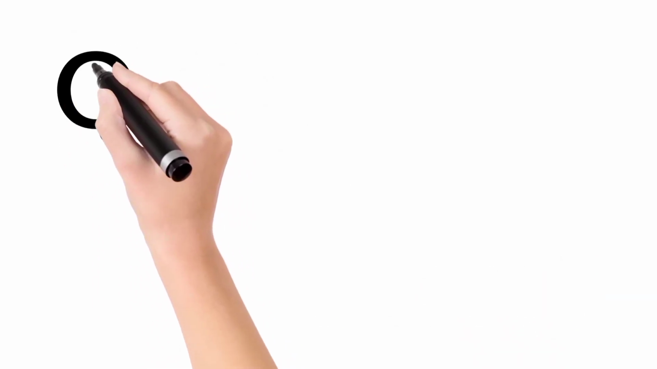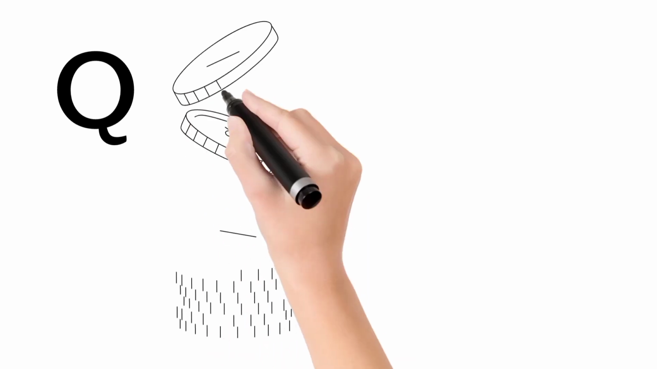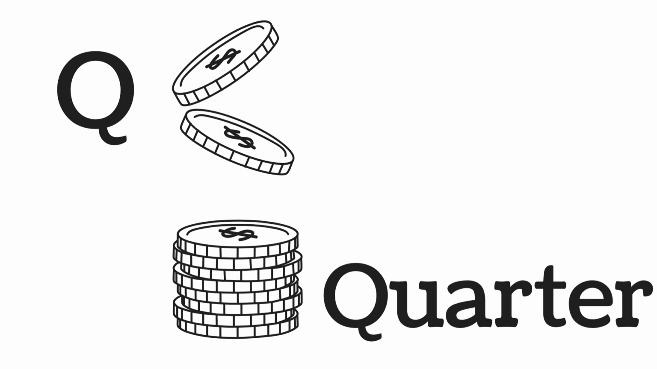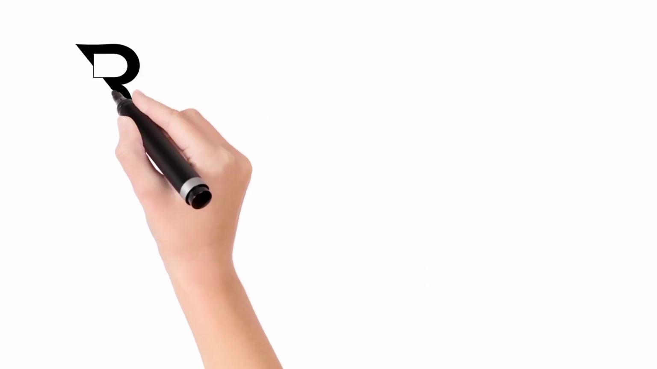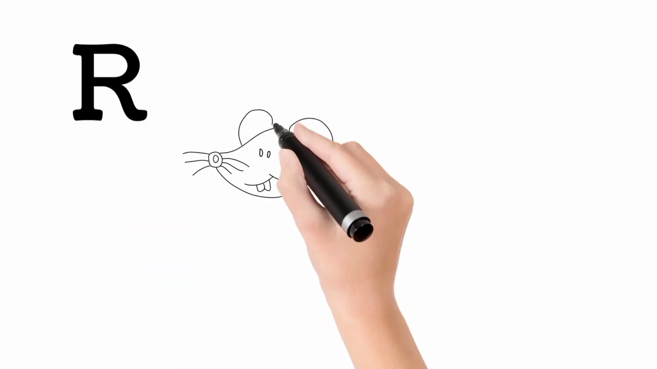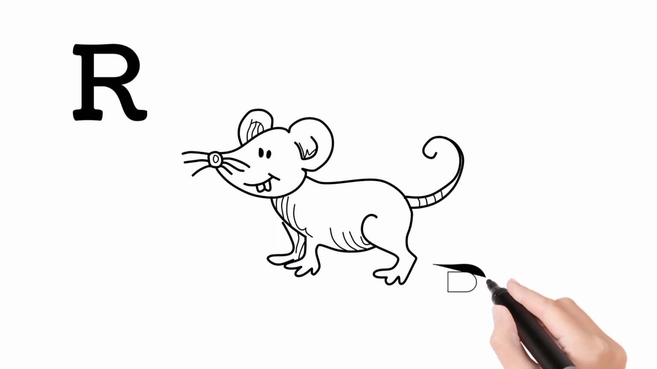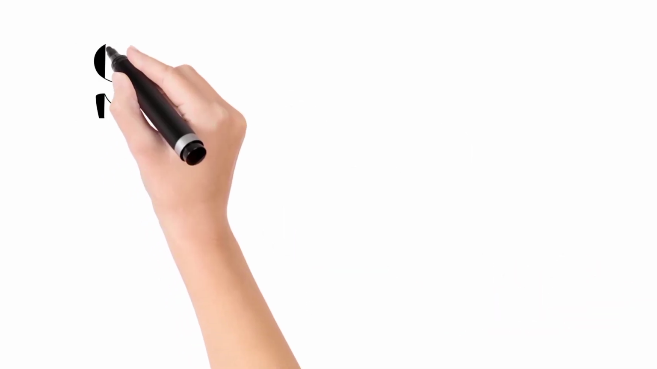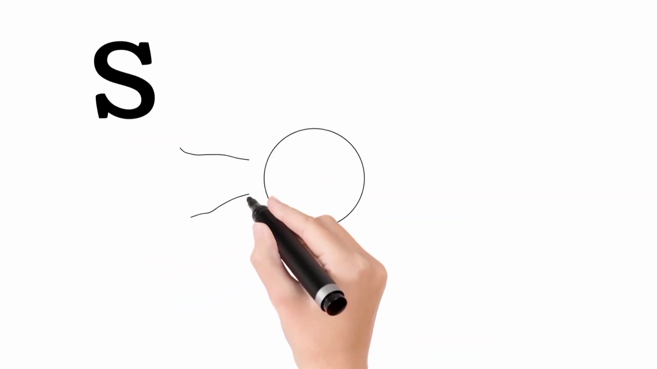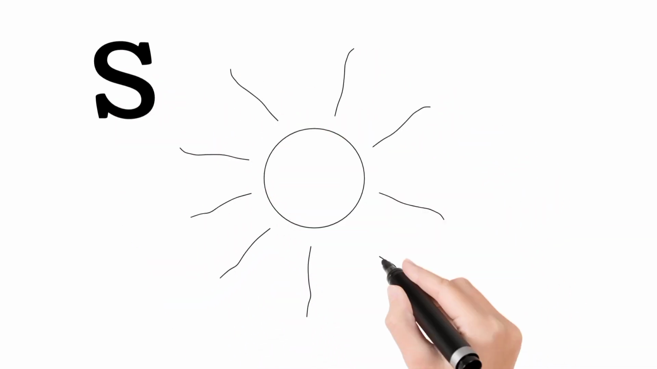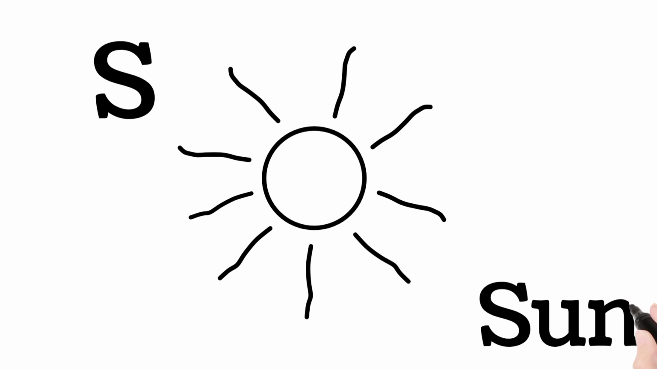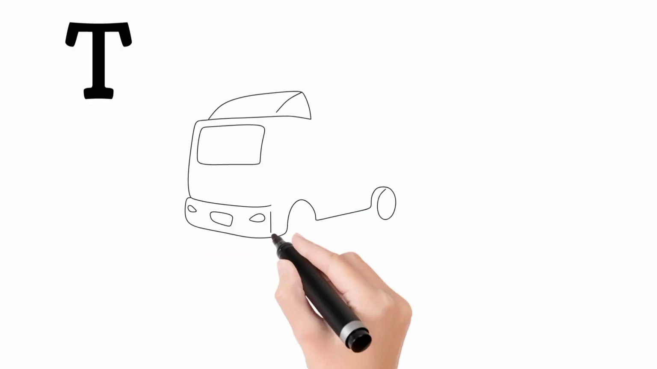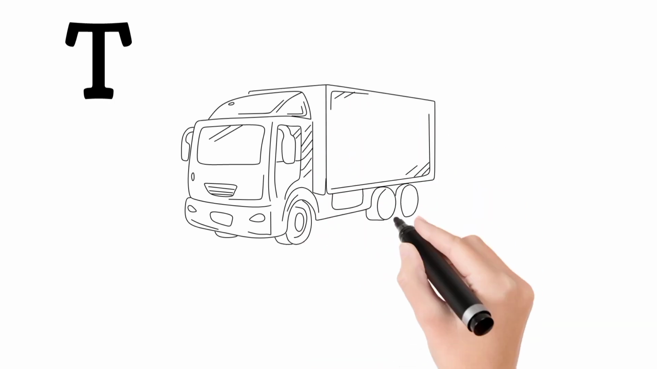Q. Q for quarter. R. R for rat. S. S for sun. T. T for duck.